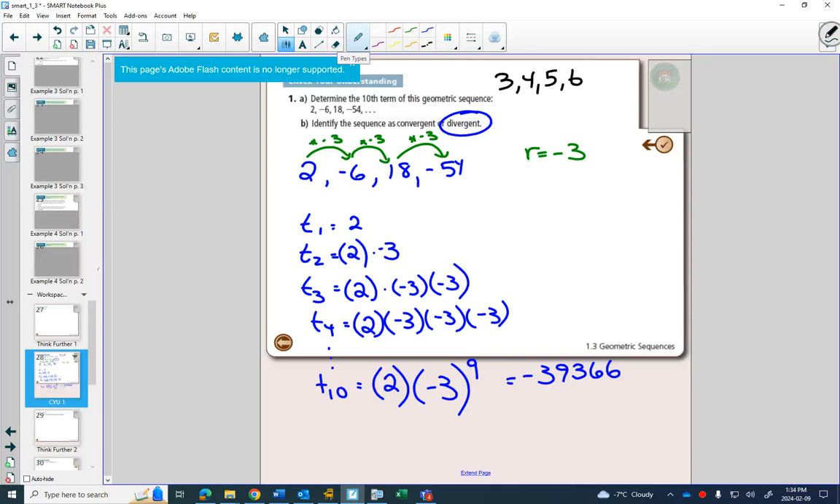So circle questions 3, 4, 5, and 6, and take 5 minutes to try a couple.